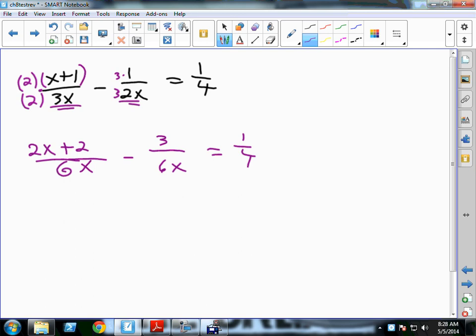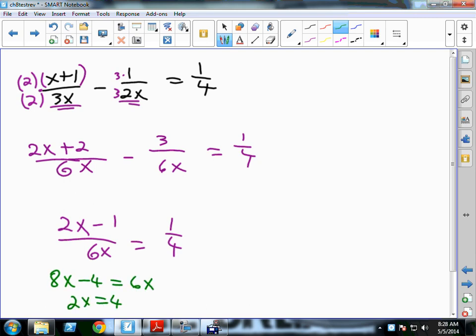So I get 2x, 2 minus 3 is minus 1. So I get 2x minus 1 over 6x equals a fourth. Now I've got a proportion. And now I can go down Knowledge Road. So I get 8x minus 4 equals 6x. So I get 2x is 4, and I guess I get x is 2. X is 2. And that takes care of that one.